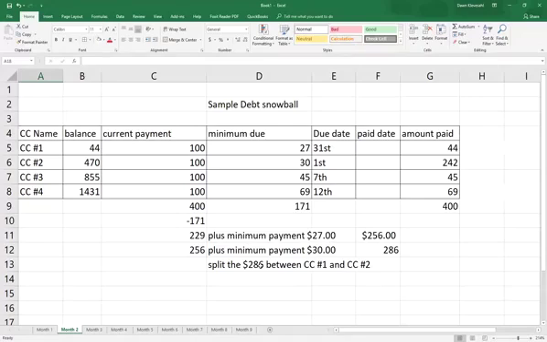So we are going to split that. $44 goes to the first credit card to pay that one down to 0. And then the remaining balance, which is $242, goes to the next credit card.